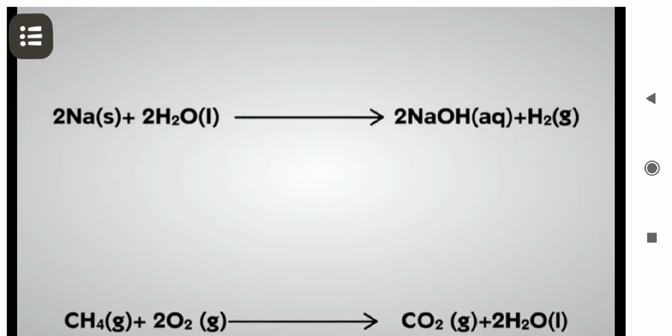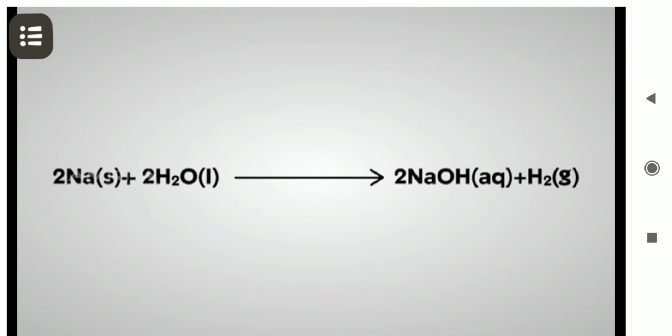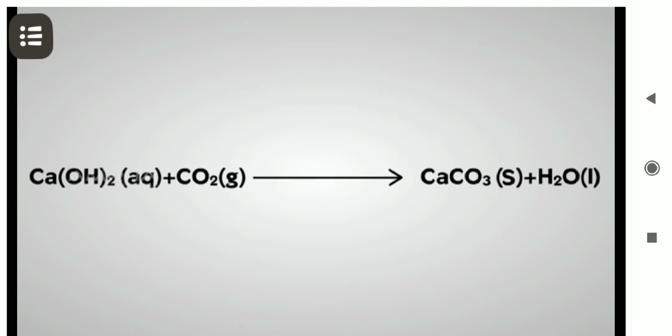Let's consider an example. 2Na(s) plus 2H2O(l) gives you 2NaOH(aq) plus H2. Here, the gas evolved in a reaction is indicated by an arrow pointing upward. In another instance, where a precipitate is formed in a chemical reaction, it is indicated by an arrow pointing downward or by using the abbreviation PPT, such as Ca(OH)2(aq) plus CO2(g) gives you CaCO3 plus H2O(l).